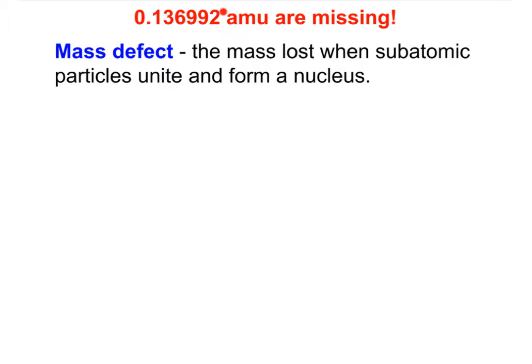0.136992 atomic mass unit might not seem like much to worry about. But if we scale it to 100 moles of oxygen atoms, it is 13.7 grams of mass disappearing. For a long time, we tried to convince ourselves that it is a defect of measurement, until eventually we had to admit that mass disappears when subatomic particles unite to form a nucleus. The mass lost when subatomic particles unite to form a nucleus is called mass defect.